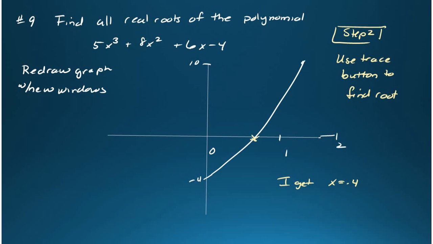So now, you want to use the trace button to find the root. And what I got when I did my trace button, that little cursor blinks, I saw people using it yesterday, I got x equals 0.4, which I saw most of the class was able to figure out. Now if your window's not small enough, then you might get something that's a little bit off of 0.4, and that has to do with the way the calculator samples the points that it's going to give you in the trace button.